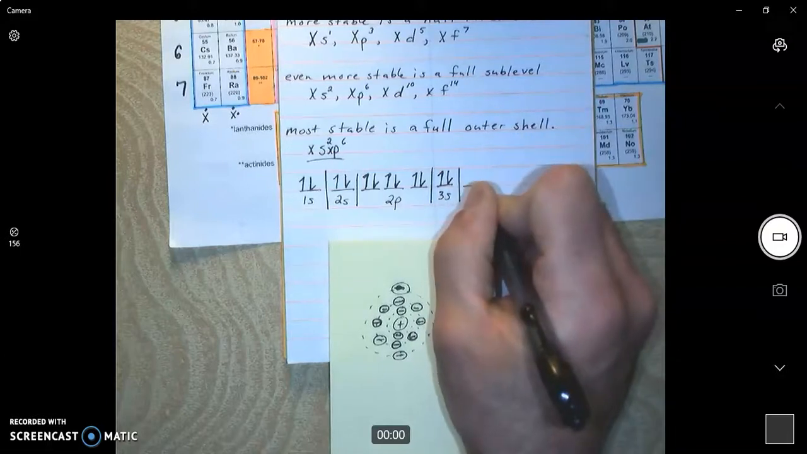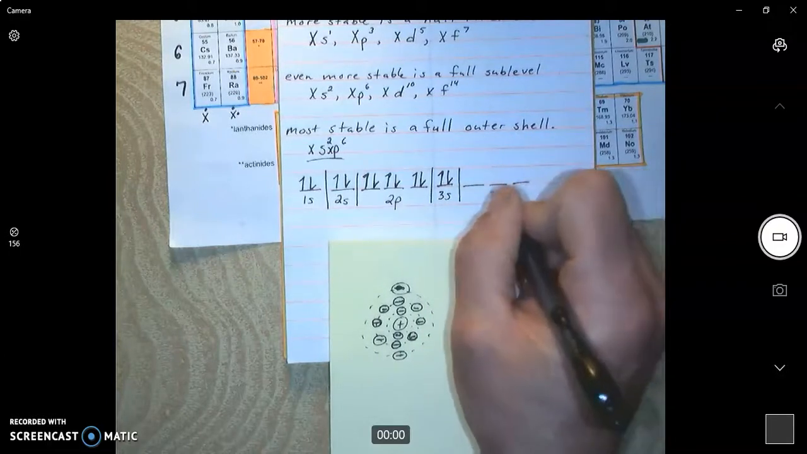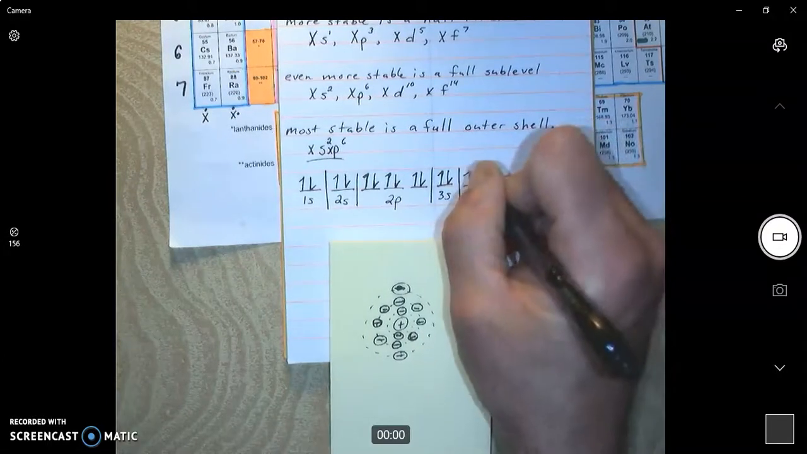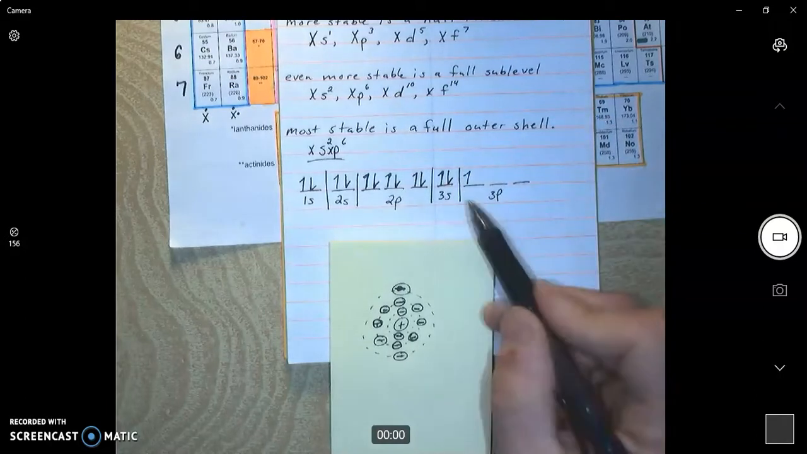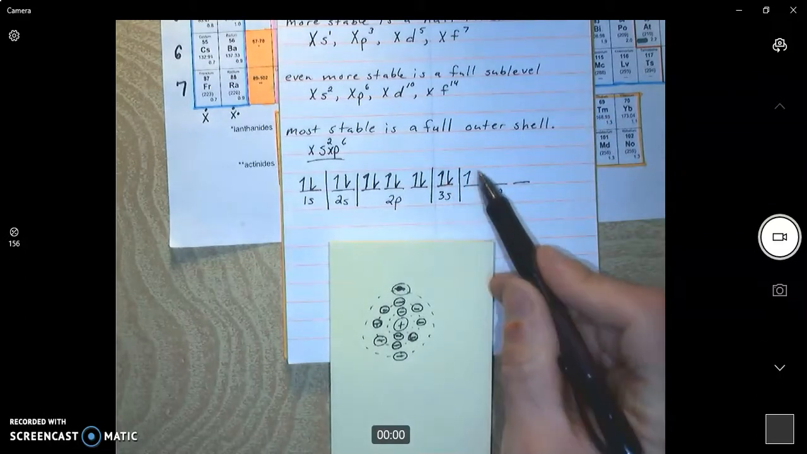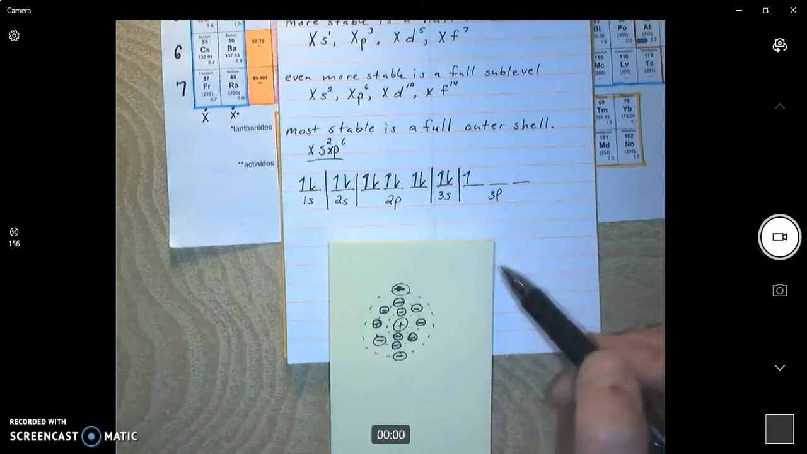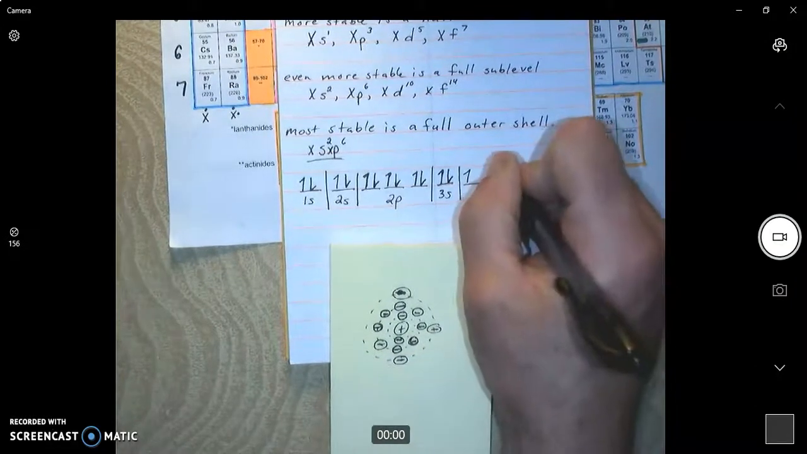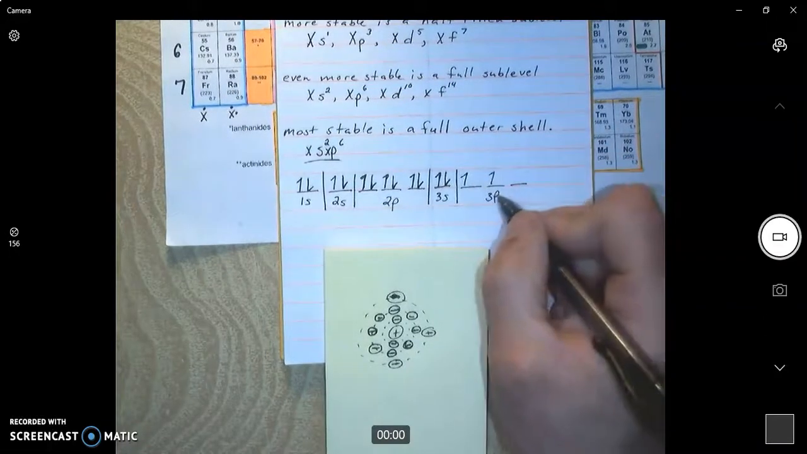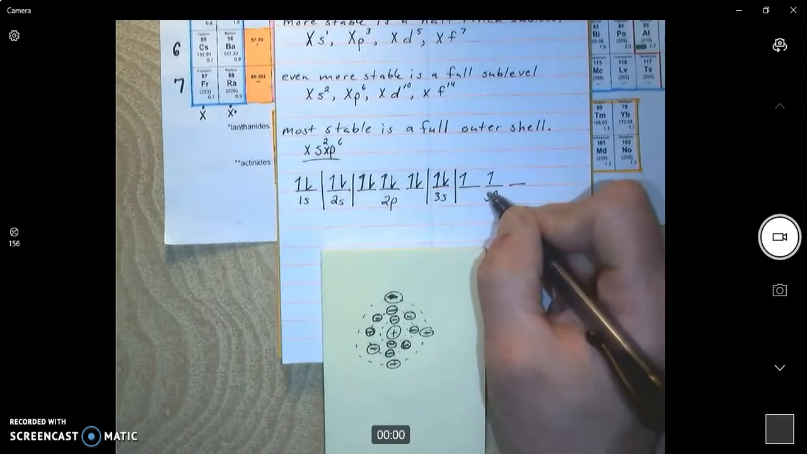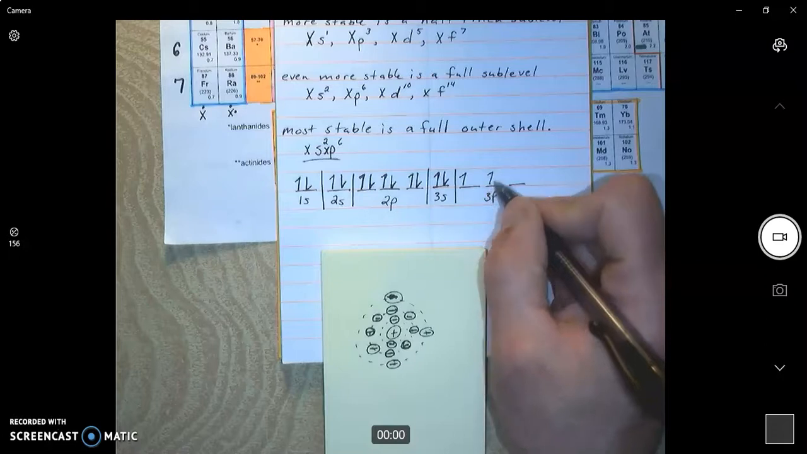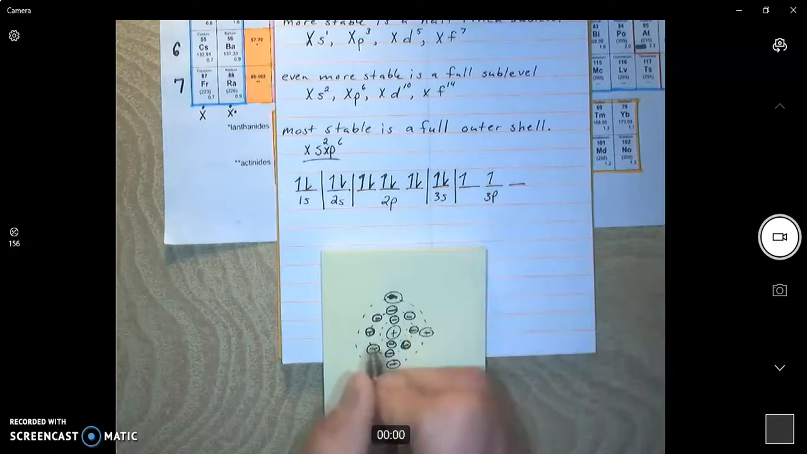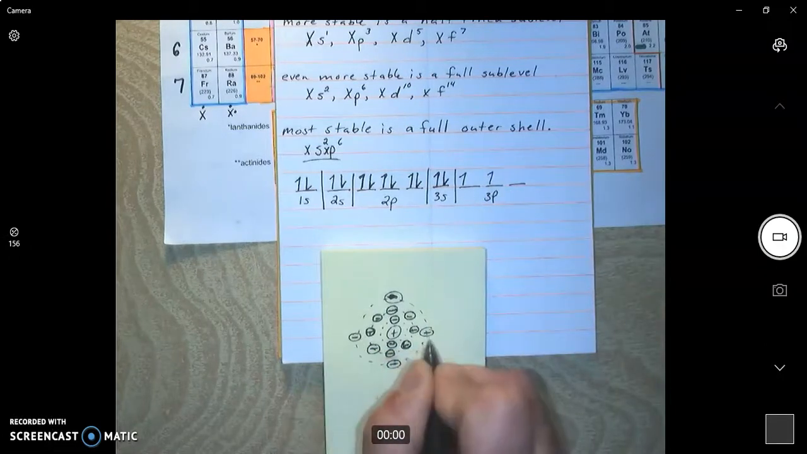When we get to the 3p, that's one away from a full sublevel. So you're going to see a drop in energy, and then we'll still add that electron in. Then we still have random, but we have a little bit bigger nucleus. So the nuclear charge is a little bit bigger. So that electron is probably going to take a little more energy than that one to remove.